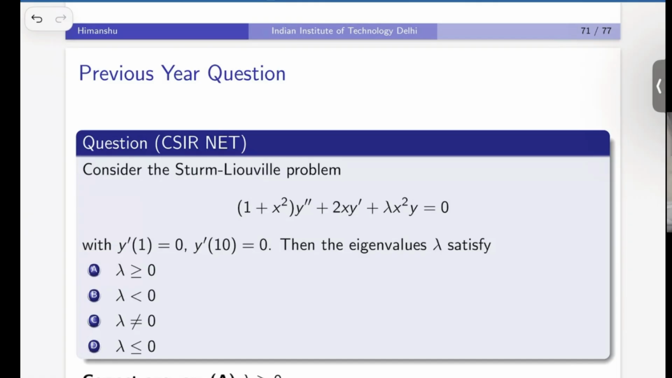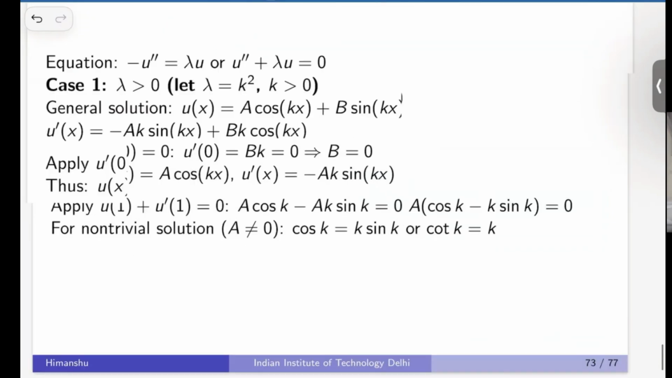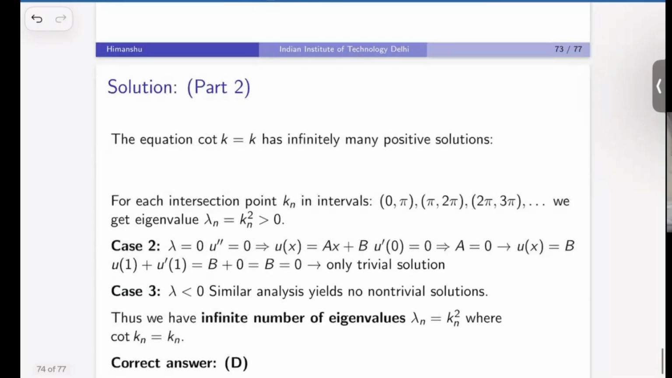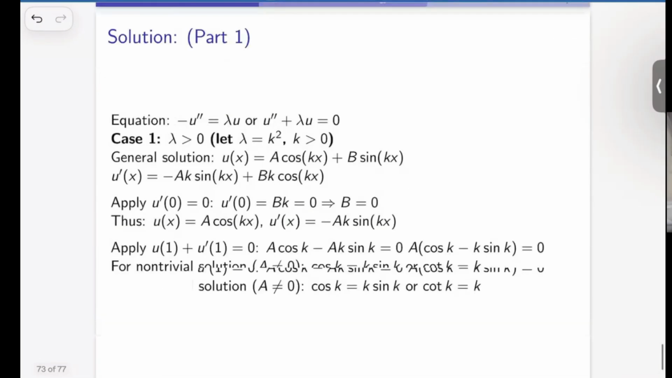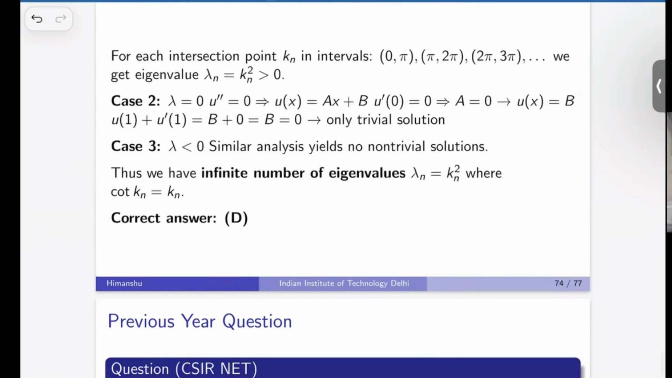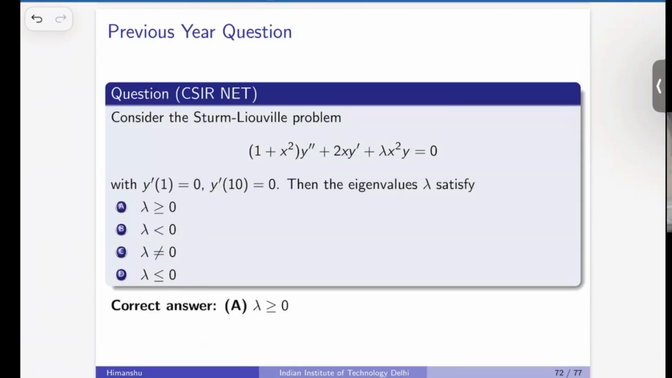Great. So here I have made a mistake. There is something that I have written wrong here. So option A is true in this case.